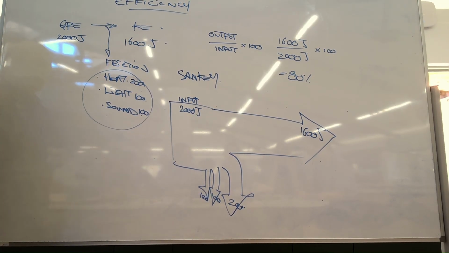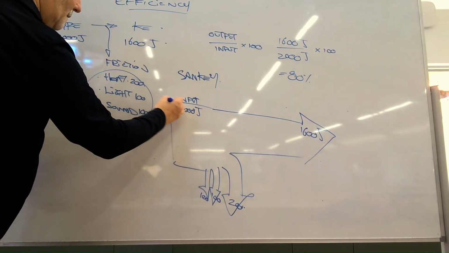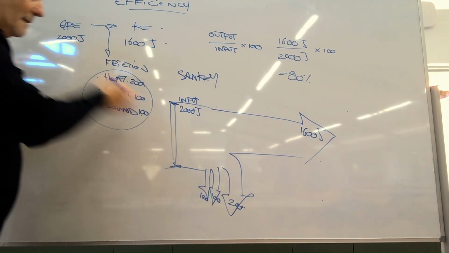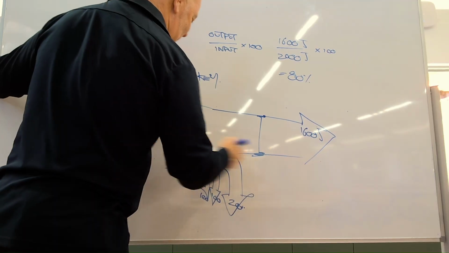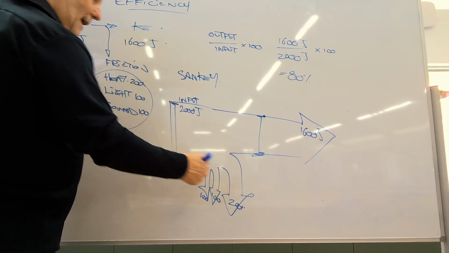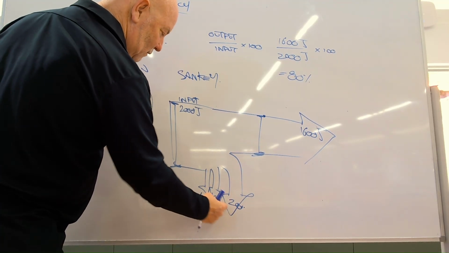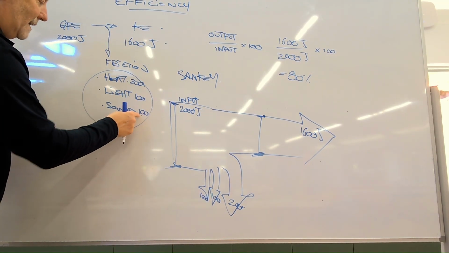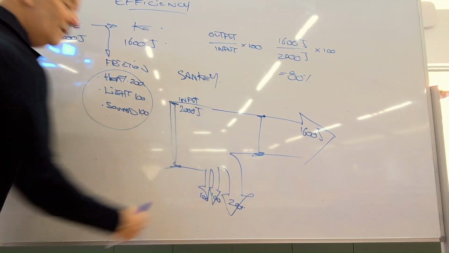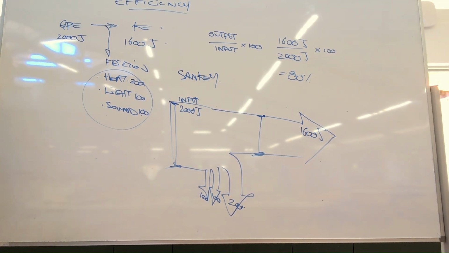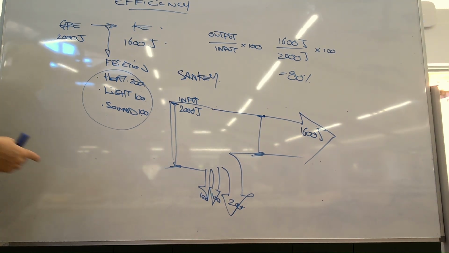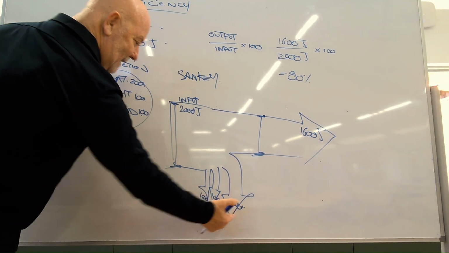Sorry? This one needs to be the thickest. From there to there needs to be the thickest. From here to here should be about 80% of that line. And then these three, this one needs to be the thickest of these three because that's 200. And these two need to be the same because they're 100 each. Okay? You need to label it with units of joules. And then you would say light, sound, and heat.